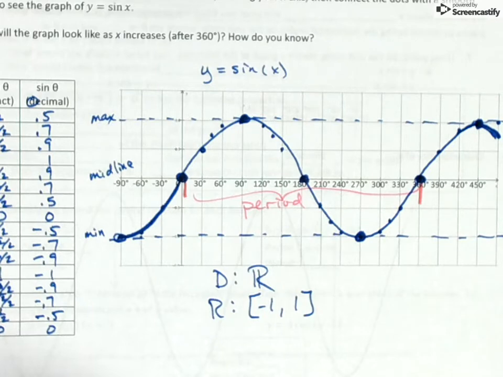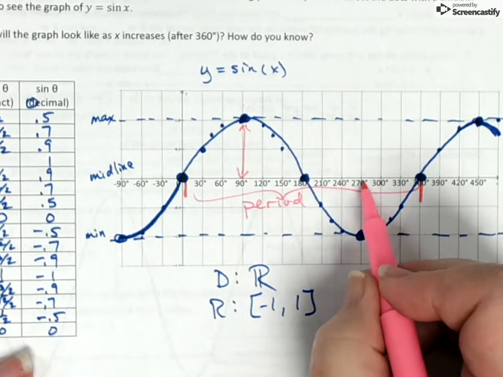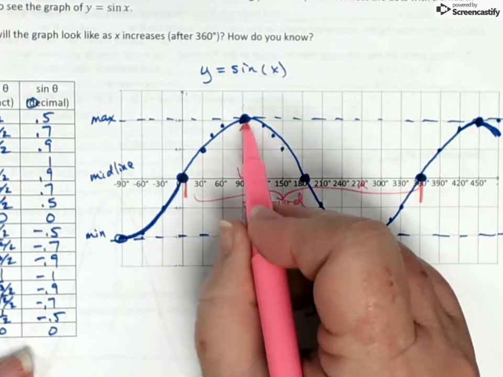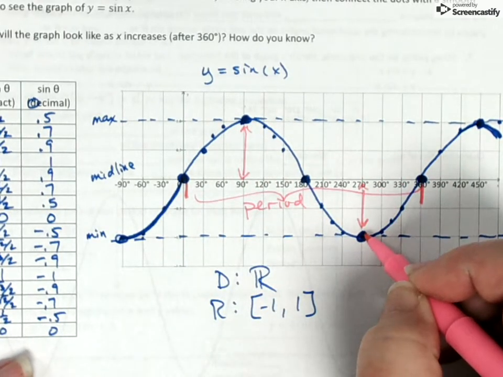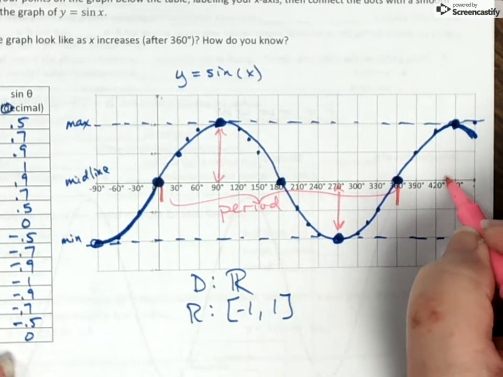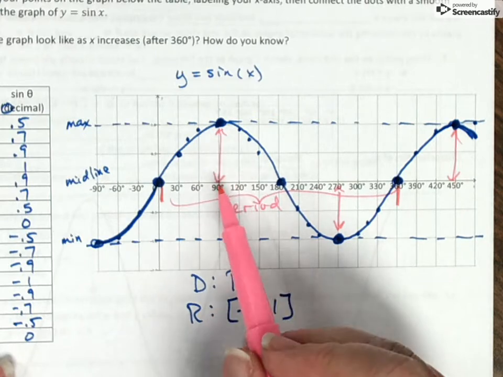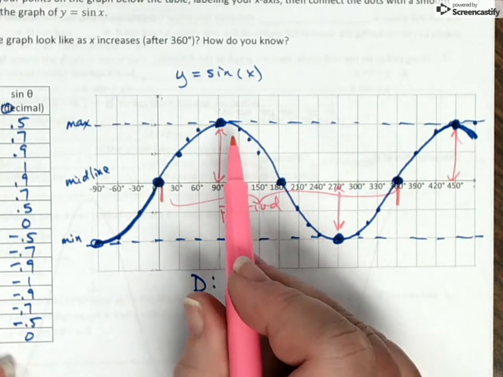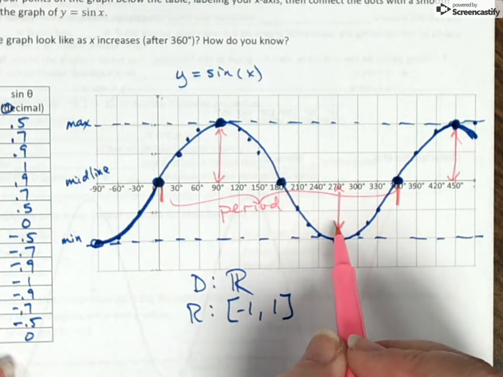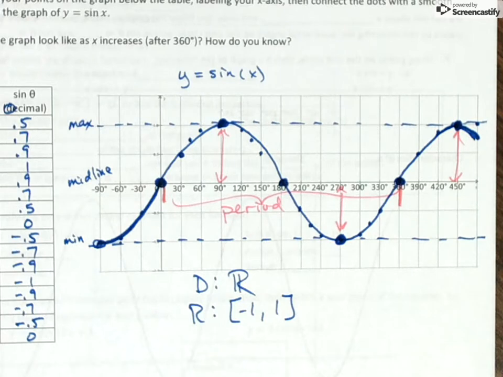Another thing I want you to recognize is how tall this graph is. How tall it is from the midline to the highest point matches how tall it is from the midline to the lowest point. And it continues to match that all the way through the graph. We can tell how tall the graph is by looking at the midline to the maximum and the midline to the minimum. And they always have to match, which is why this is called the midline.